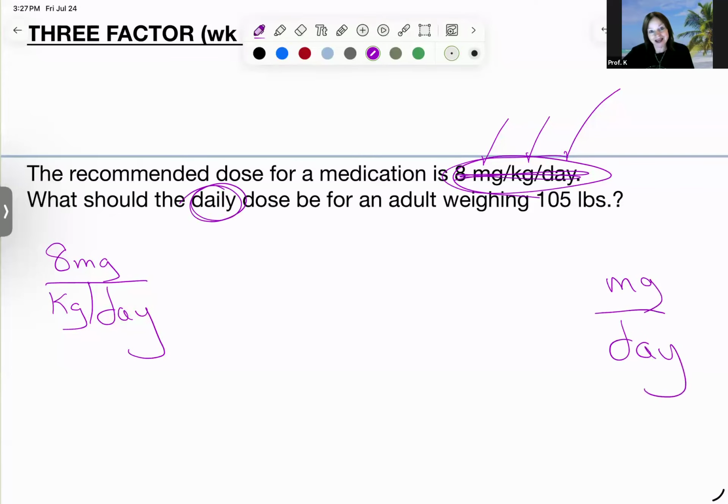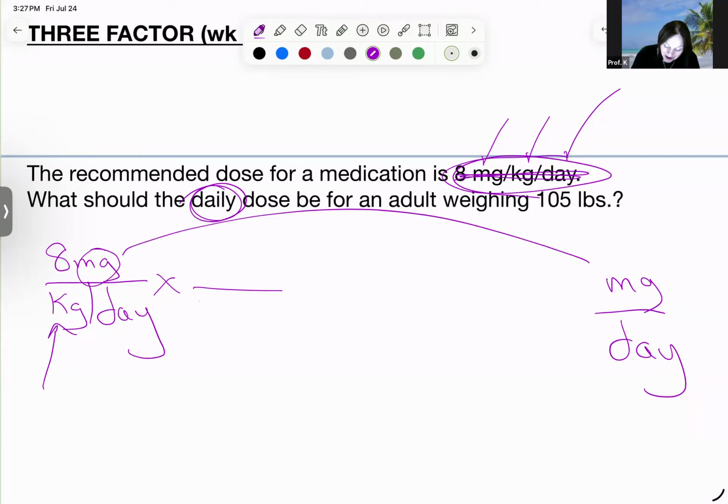So if you write that in your wanted, you will know what to get rid of in your question. So what do I need to get rid of? Kilograms, the weight. It's still there. I've got to get rid of that crusty kilogram, because I want milligrams and I want day, but that kilogram is sitting there. So how do I do it?